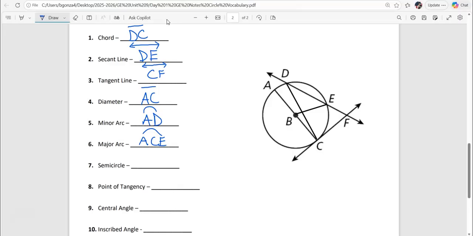Semicircle, I need 3 letters that go exactly halfway. We could do, instead of just AD, we could do A to the D to the C. ADC is exactly halfway on a circle. Semicircle.